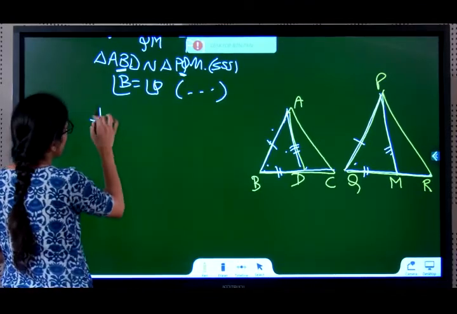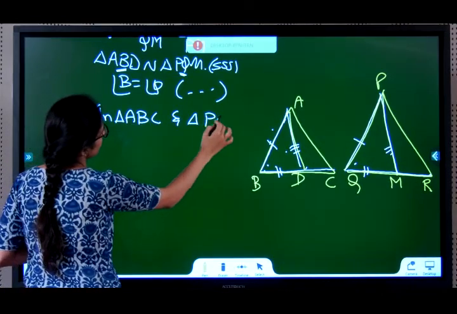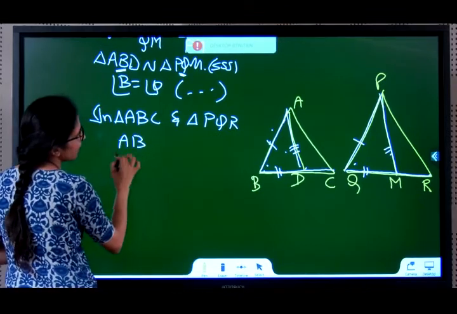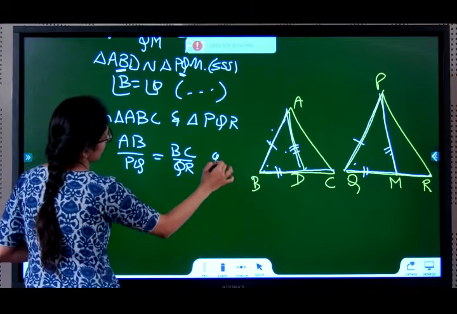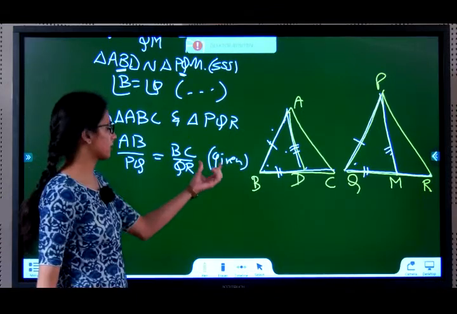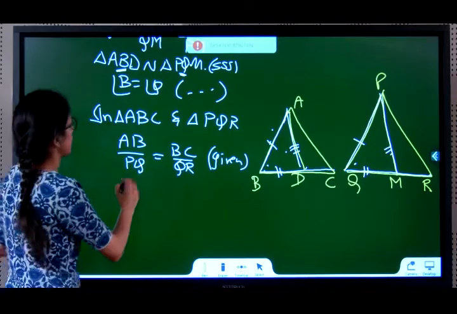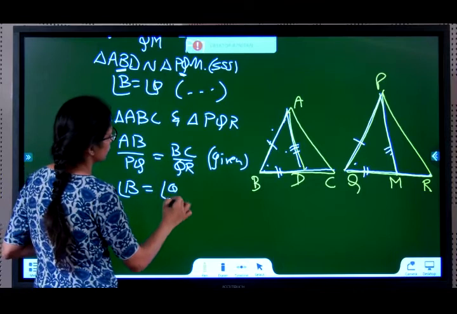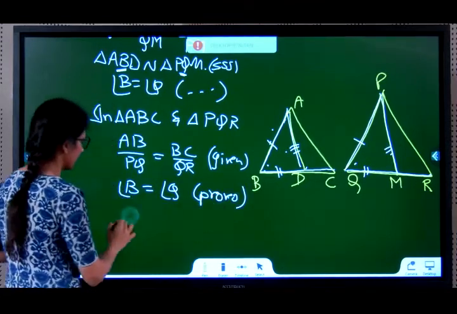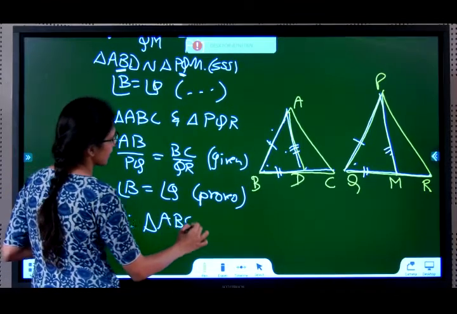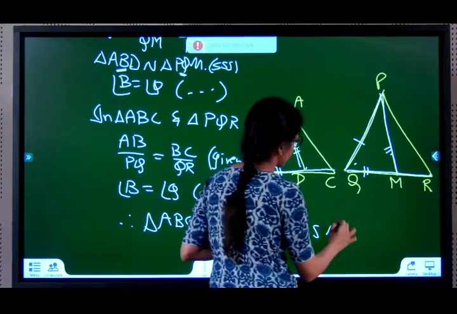So now I'll take the two triangles that I want, ABC and triangle PQR. AB by PQ is equal to BC by QR is given. In the given condition, they have given one more term equal to AD by PM. I don't want that, so I will choose only what I want. And angle B equals angle Q, we have proved. So therefore, I can now say triangle ABC is similar to triangle PQR, reason being SAS similarity criteria.